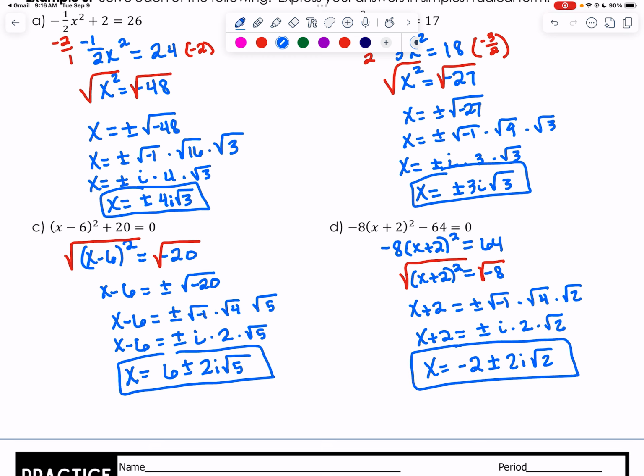And that concludes today's lesson, Introduction to Imaginary Numbers.